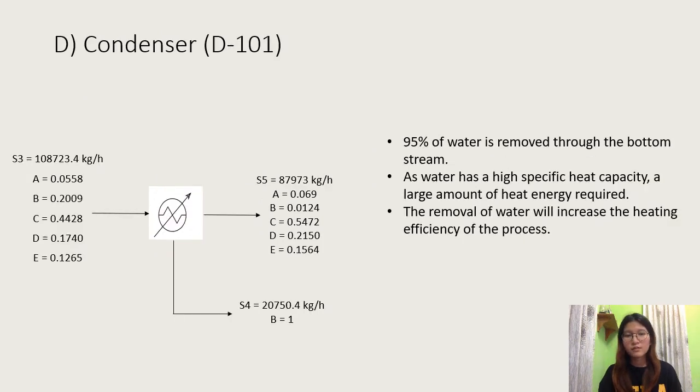As for the condenser, 90% of water is removed through the bottom stream of this condenser. The reason for the removal of the water is for us to increase the heating efficiency for this process. This is due to water needing a large amount of heat energy as water has a high specific heat capacity.